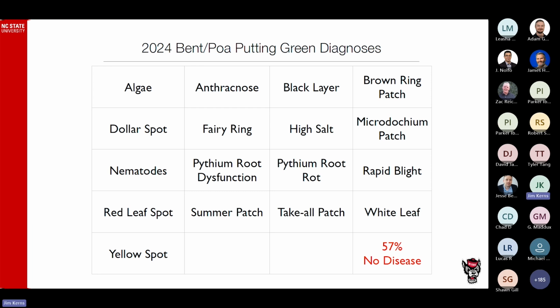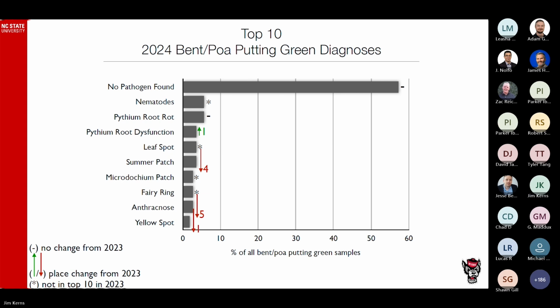Moreover, why diagnosis is so important is 57% of what we receive isn't a disease. So even though we have some amazing fungicides, they ain't going to do much if there's not a bona fide disease there for them to suppress. So what are some of the things that we're seeing? Top 10. Okay, well, top 1 is no pathogen found.